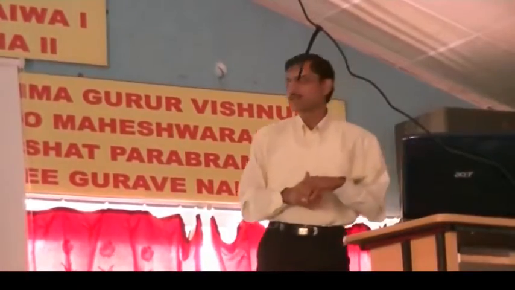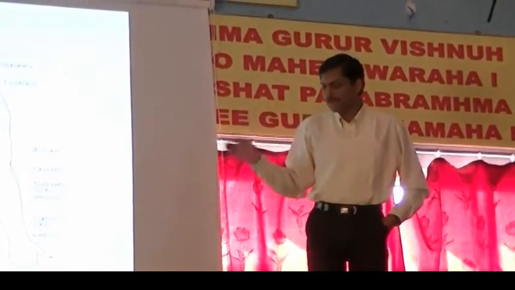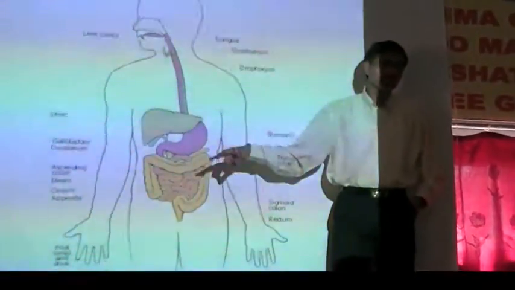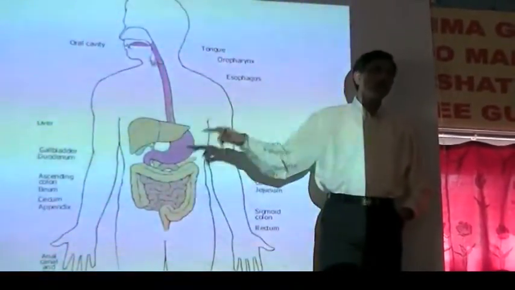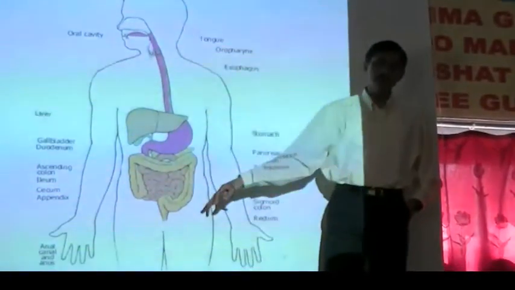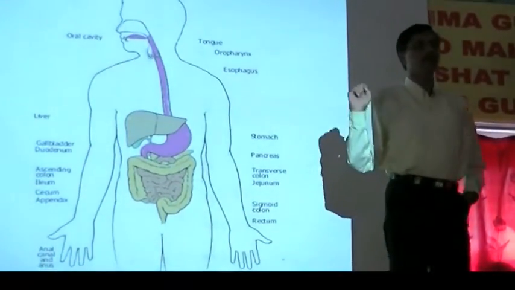Out of that, the length of our small intestine is nearly 23 feet. 22 to 23 feet is the length of our small intestine. So whatever you see here, the coiled portion, all of it is nearly 23 feet long. So the food passes through all this in a time duration of 16 to 18 hours.